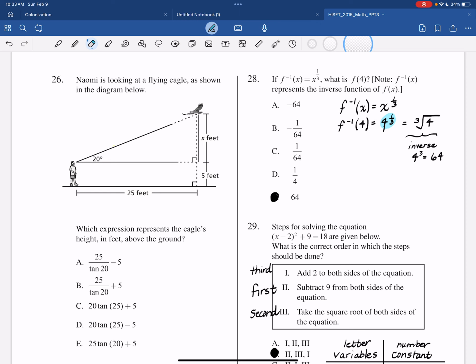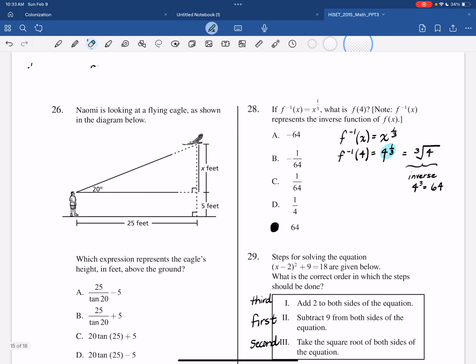Okay. Naomi is looking at a flying eagle as shown in the diagram below. Which expression represents the eagle's height in feet above the ground? And we're not having to solve, we're just having to set up the equation. And you can tell by looking at your answer choices which of the trigonometric ratios you will need. It's going to be tangent.